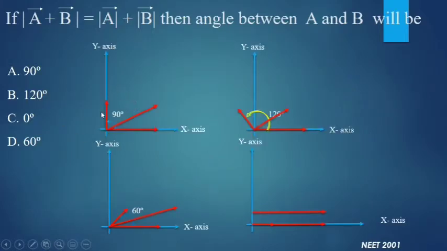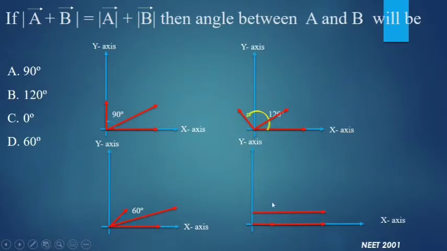So in this first option, you can see the 90-degree angle is there, and for any sort of vectors which are at 90 degrees, the resultant will be like this, and the magnitude of the resultant is not equal to the magnitudes of these two. The same thing happens with the 120-degree angle also and the 60-degree angle also. The magnitude is not equal to the magnitude of the input vectors, that is vector A and vector B.